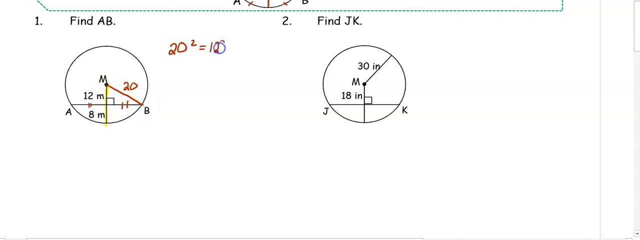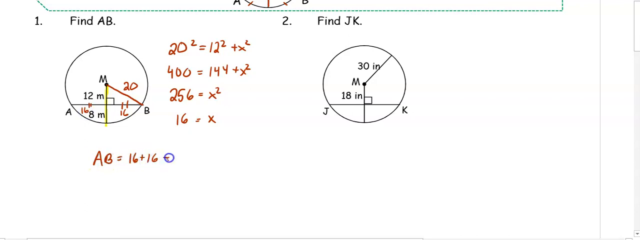20 squared equals 12 squared plus x squared. 400 is equal to 144 plus x squared. So we get 256 equals x squared. X is 16. So if this piece is 16, this other piece is also 16. So AB is equal to 16 plus 16, which is 32 meters.